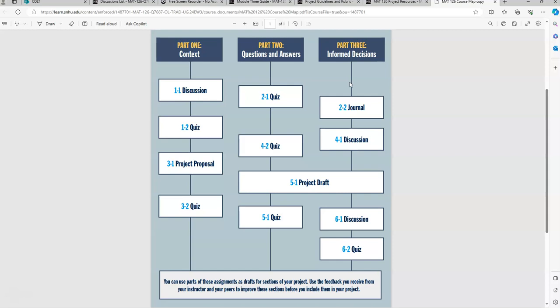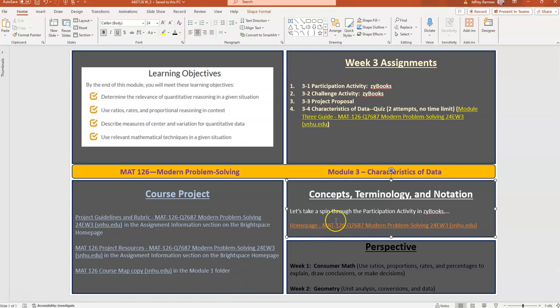It would be good to take a look at this before we close out our week 3 introduction, but we certainly don't want to lose track of the ideas that we have talked about already, as it supports the project and the proposal this week. Concepts, terminology, and notation. So let's take a look at what's going on in zyBooks this week. Let me see. I think I have a link here.